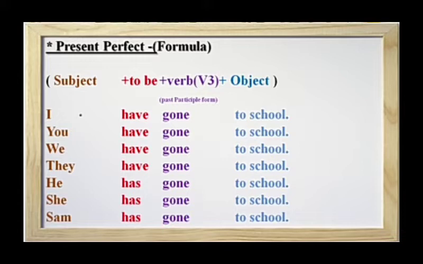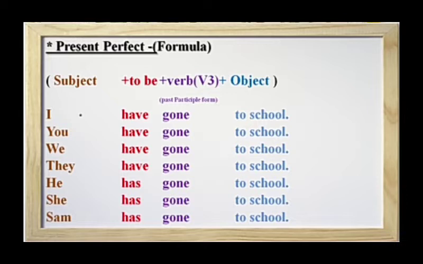Here first of all we should know about the formula about this present perfect, how to use. First of all, there is subject, next part is to be, where we use have or has. Third part is verb, we have to use past participle form plus object.